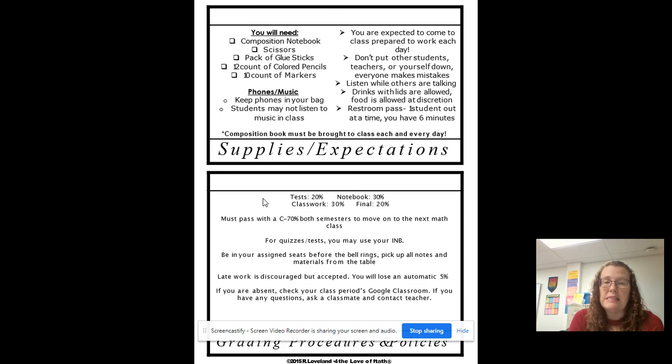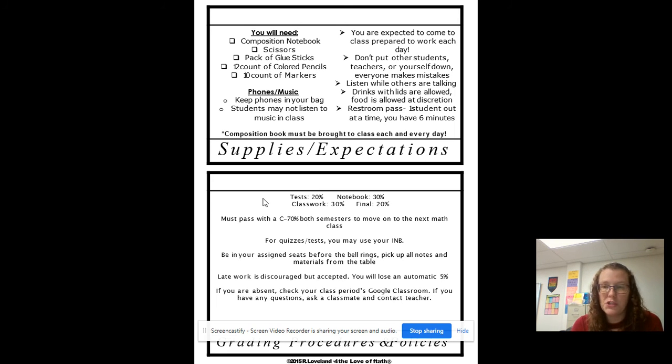You have to have a 70% or higher for both semester 1 and semester 2 to go to the next math level. So some of you still have one more math credit after geometry. You have to have a C in order to get to that other math credit.